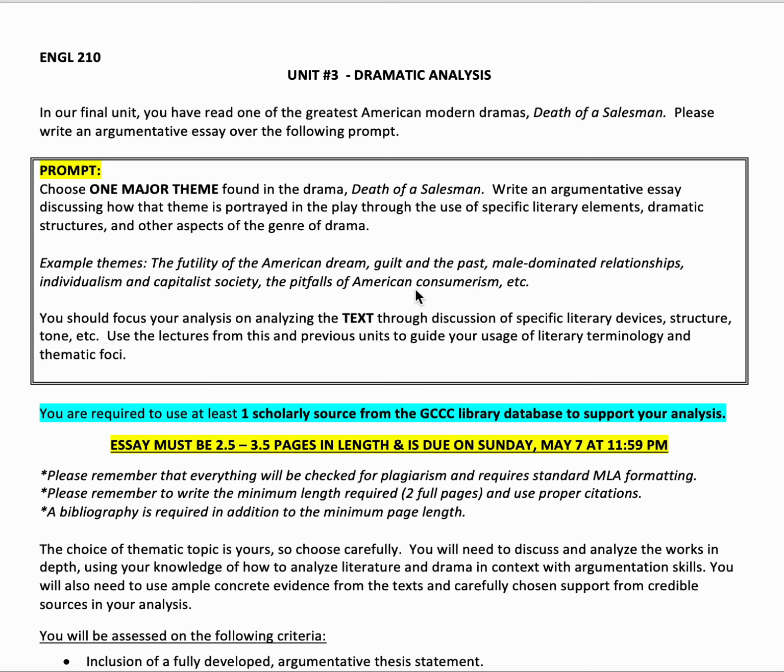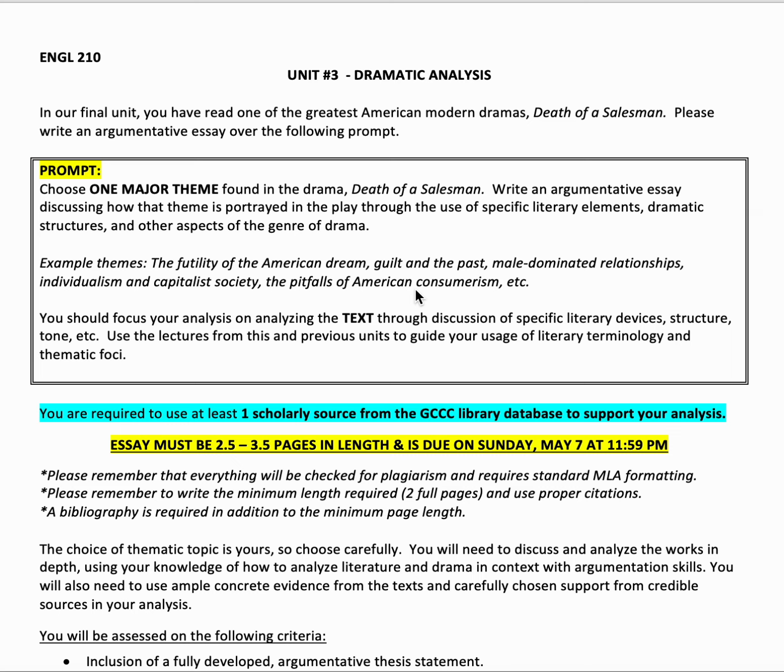This video is walking you through your third essay assignment, which is focused on Death of a Salesman. This is a drama that we read together in this unit. You are going to choose one of the major themes found in Death of a Salesman, and write an argumentative essay looking at how that theme is portrayed through the play, using specific literary elements related to the genre of drama.